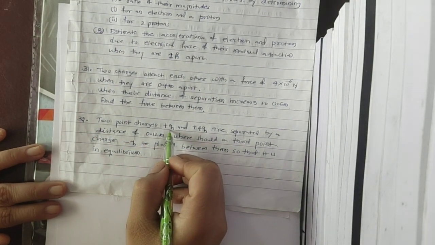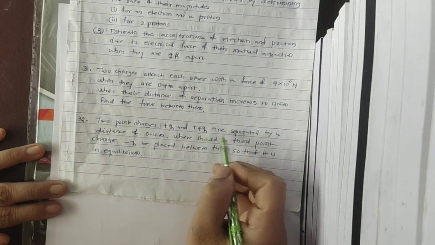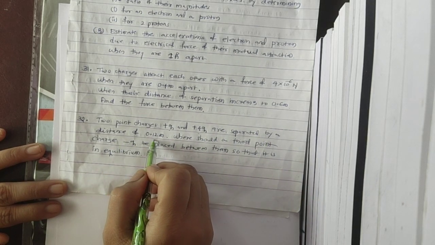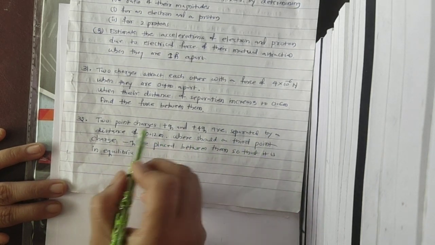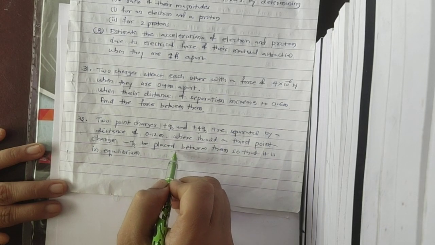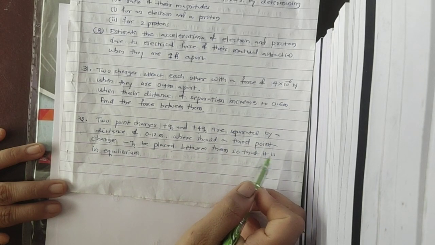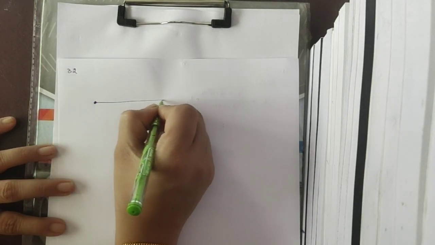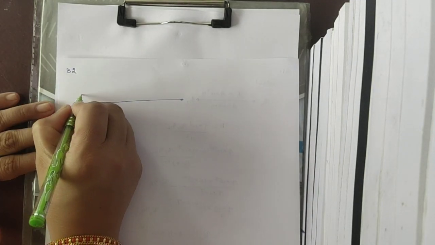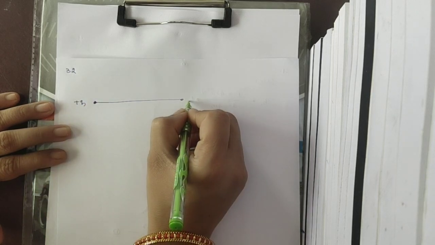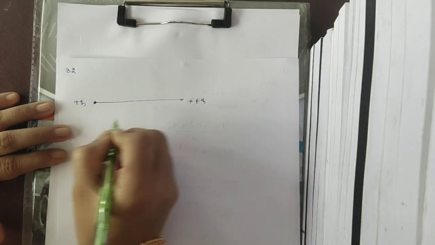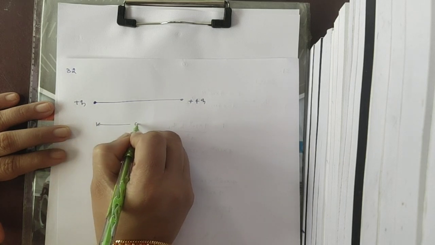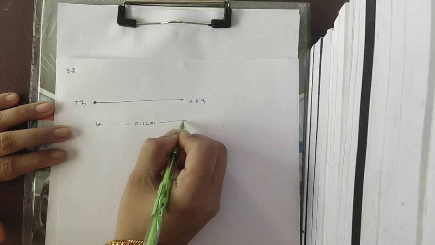Two point charges plus q and plus 4q are separated by a distance of 0.12 meter. Where should a third point charge minus q be placed between them so that it is in equilibrium? Okay. This is plus q and this is plus 4q. Separation is 0.12 meter in air.